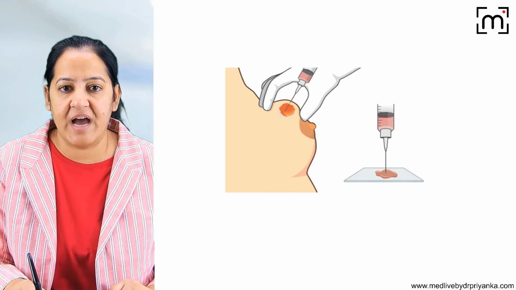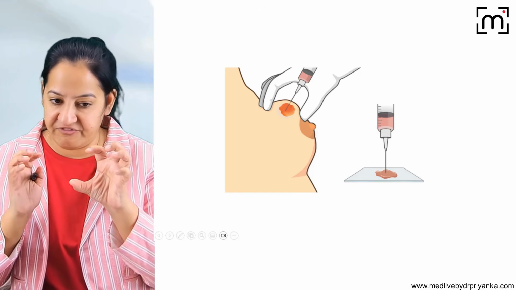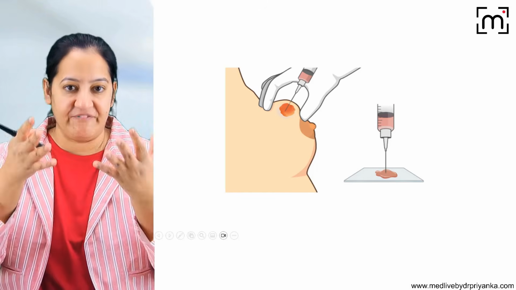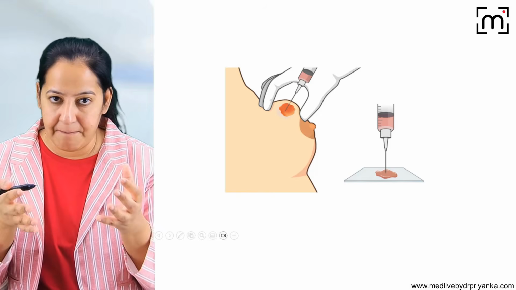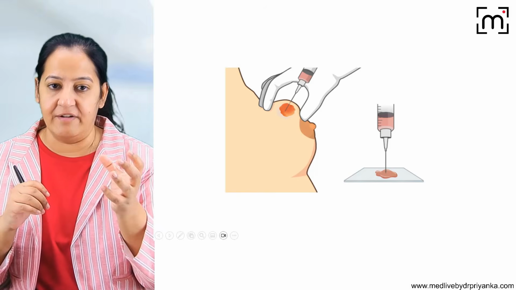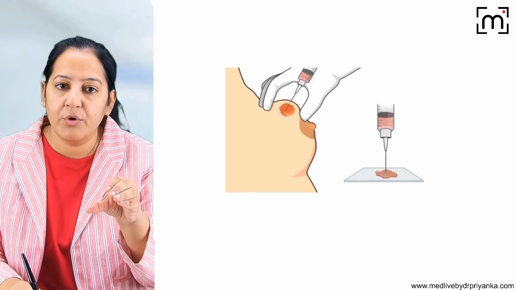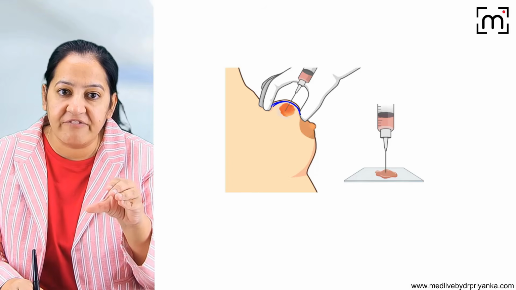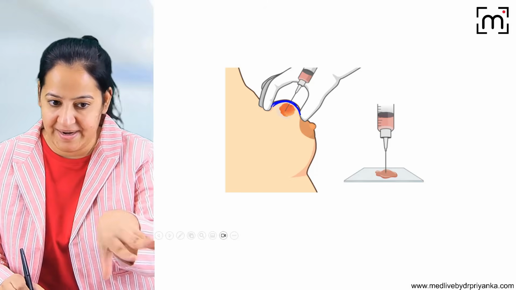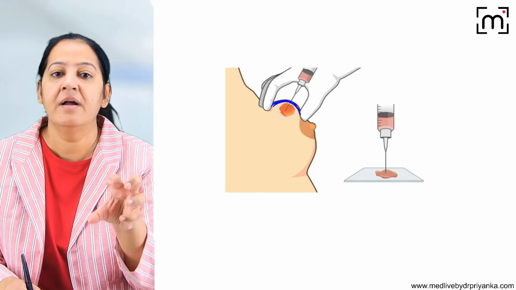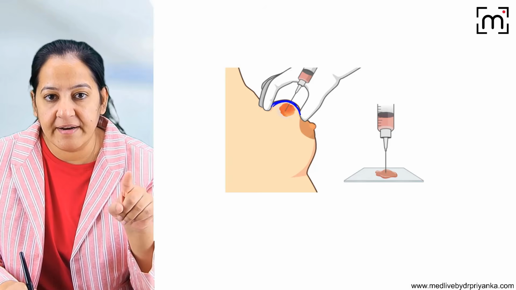Can you see? So with two hands, suppose I am performing the FNAC on this lady and the lady is having a mass in the breast. Maybe I'm a right hander, so with my left hand, I will fix the tumor. You can see I have fixed the tumor here. The first thing I will do, I will palpate it everywhere and I will fix it. Number one. Number two, I will put the needle inside that.